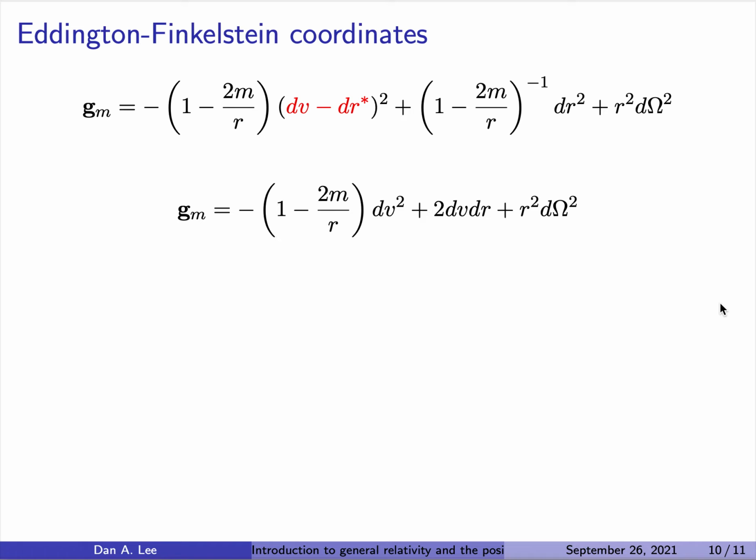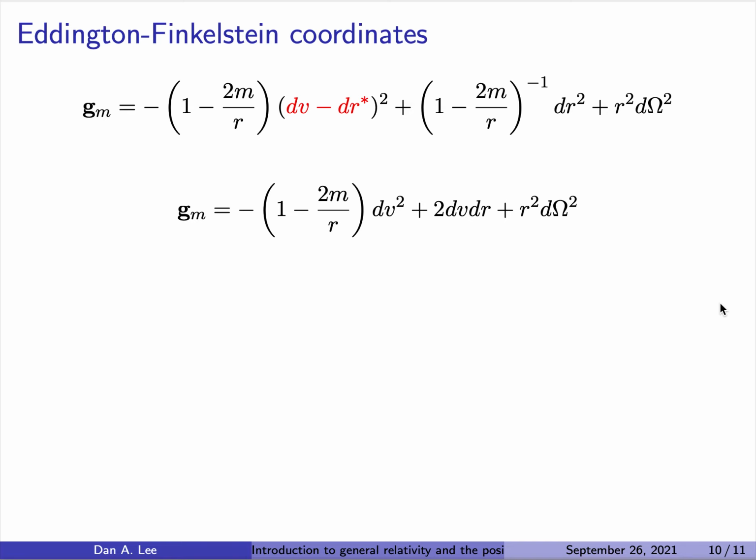So you can see that, looking at the expression in red, if you do the dv squared, that will give you the dv squared term in the new expression. And the cross term, the dv dr star? Well, if you look at our definition of dr star, it's made so that it exactly cancels out that 1 minus 2m over r. So you just get that nice dv dr cross term.